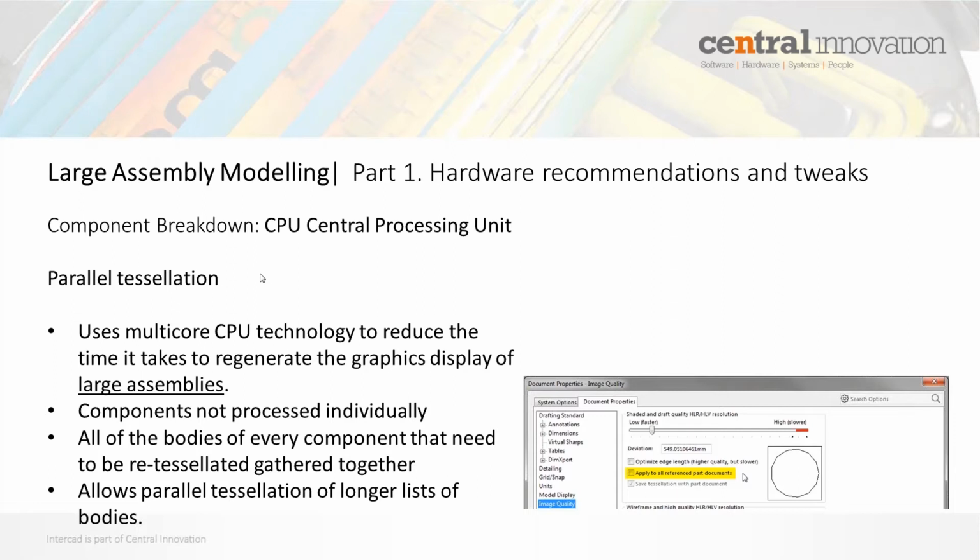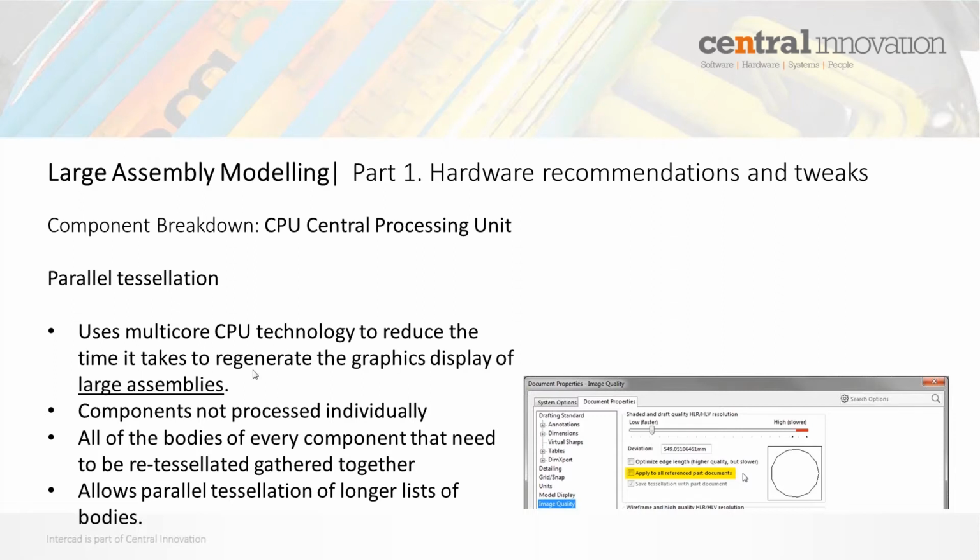Now, to take advantage of this, in SolidWorks 2016 and 2017, in the document properties for that top level assembly, you would have a look at your image quality settings. You would modify that down to a low setting here, and then you would apply to all reference part documents, and it would change this shaded and draft quality resolution tolerance on all of the components. By doing that, it will take advantage of this parallel tessellation, resulting in better performance in your large assemblies.